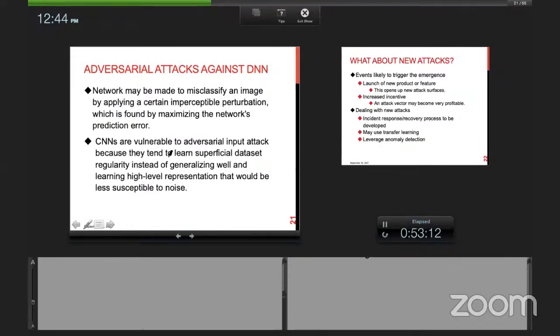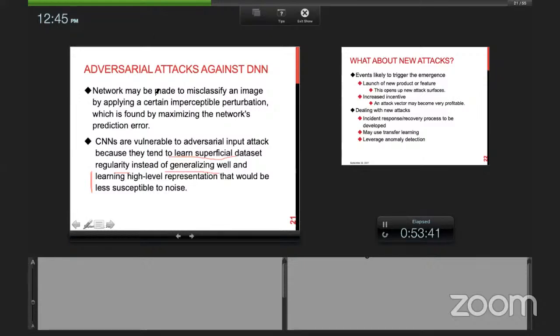Why? Because they tend to learn superficial dataset regularities. They do not always generalize well on the available data and learn high-level representations that would be less susceptible to noise. So they don't generalize well and learn high-level representations. That is why deep neural network algorithms may be susceptible to adversarial attacks.